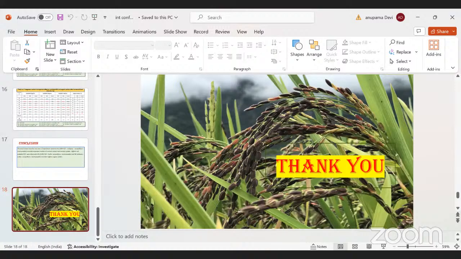So I think your climate is also very congenial for aromatic rice. Yes, I am audible. Your climate at Imphal is congenial for cultivation of aromatic rice. That is suitable. Yes, ma'am, suitable. Okay, then.